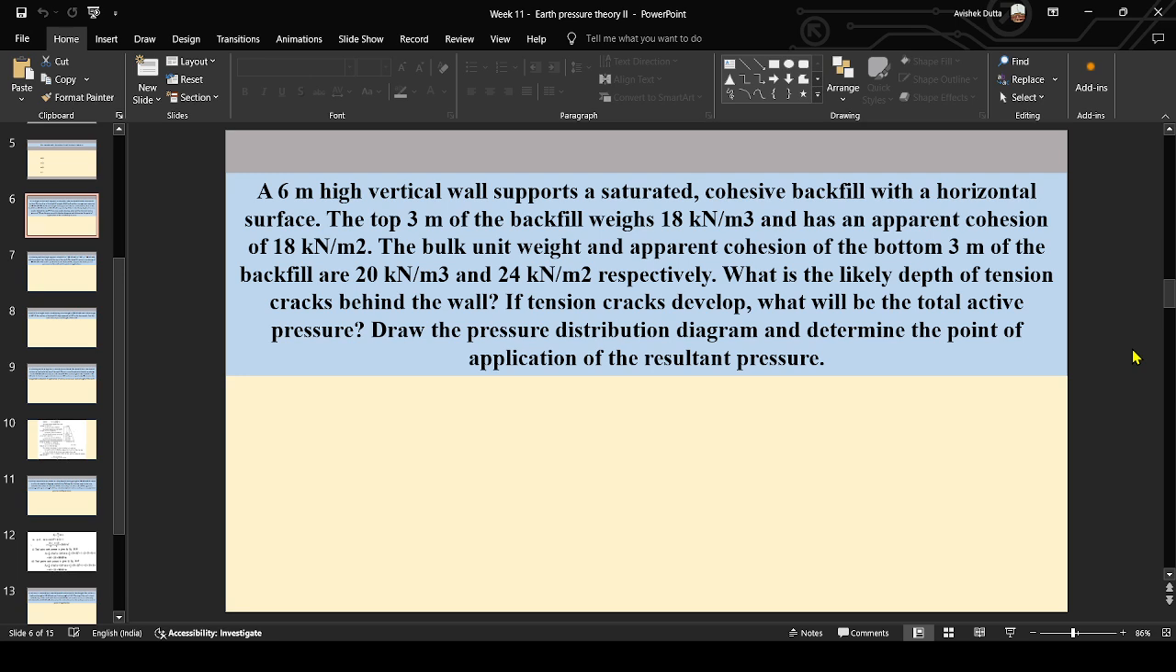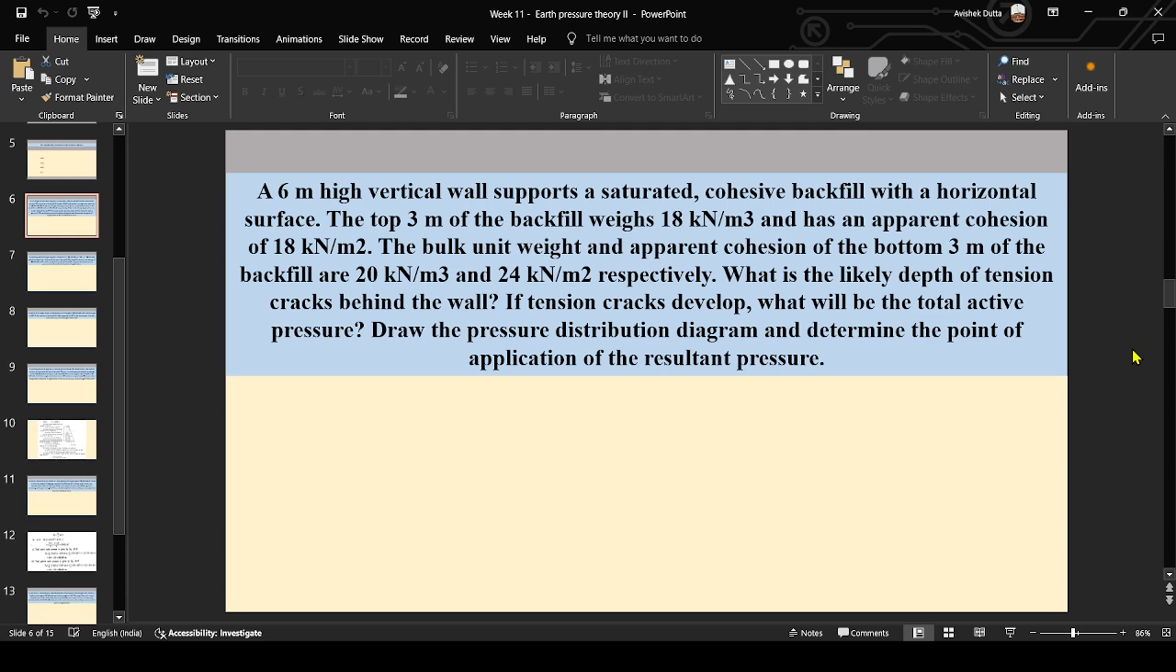The first numerical. A 6-meter high vertical wall supports a saturated cohesive backfill with a horizontal surface. The top 3 meter of the backfill weighs 18 kilonewton per meter cube and has an apparent cohesion of 18 kilonewton per meter square. The bulk unit weight and apparent cohesion of the bottom 3 meter of the backfill are 20 kilonewton per meter cube and 24 kilonewton per meter square, respectively.